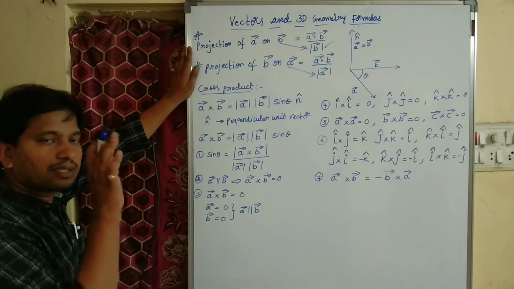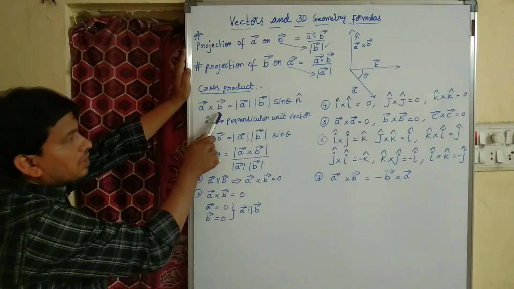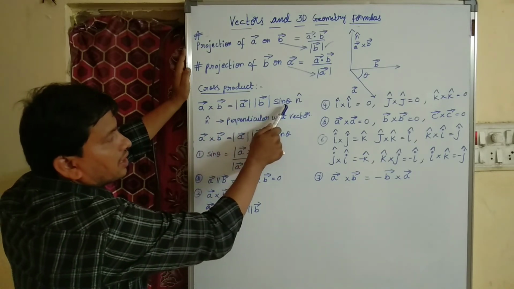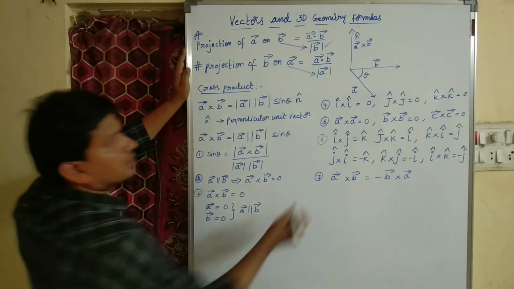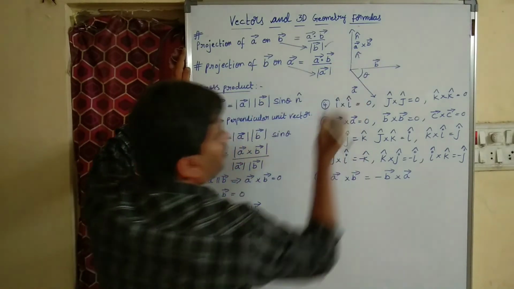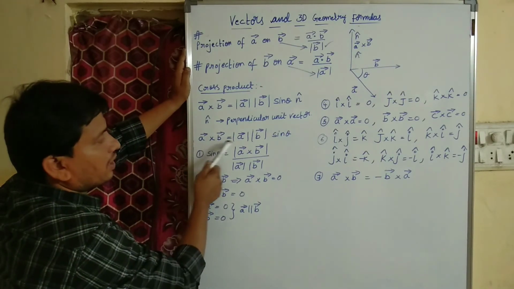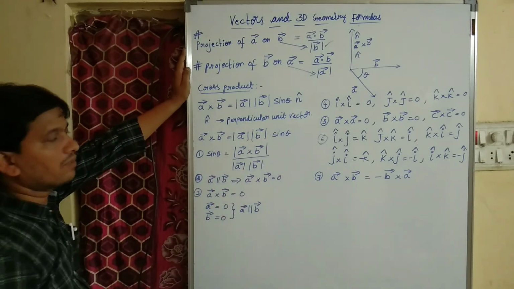Right? Now coming to cross product. So far we have discussed dot product. Now coming to cross product, a × b = |a||b| sin θ n̂, where n̂ is the perpendicular unit vector. Right? So a × b = |a||b| sin θ. Most of the time we will write it this way.